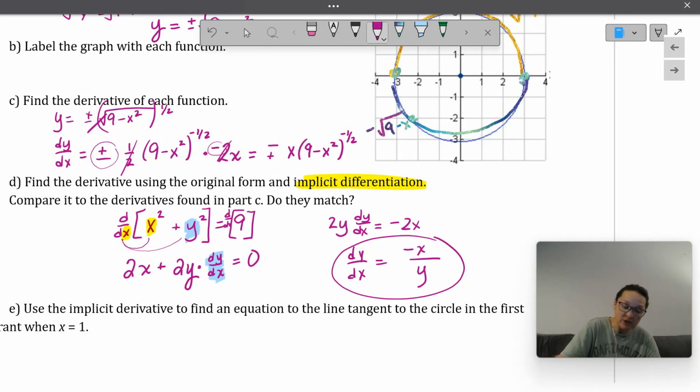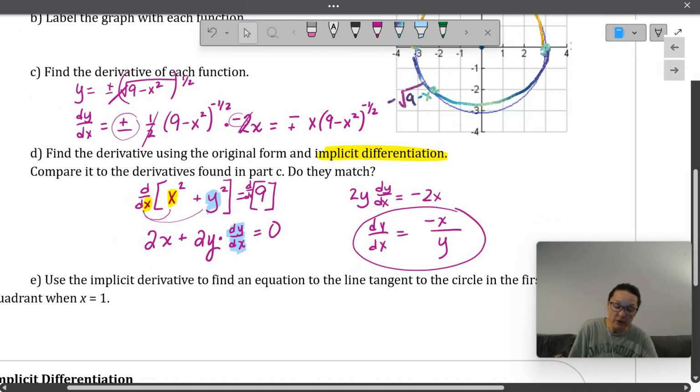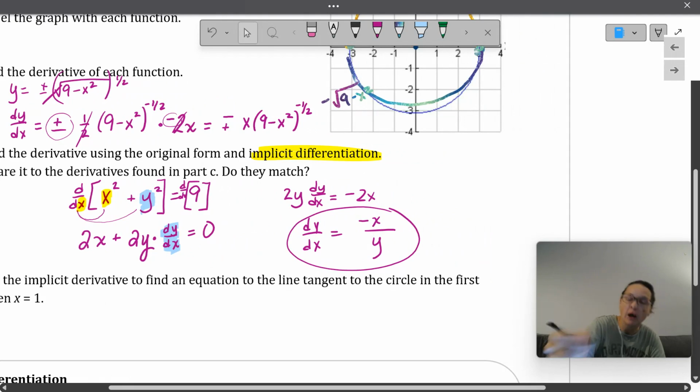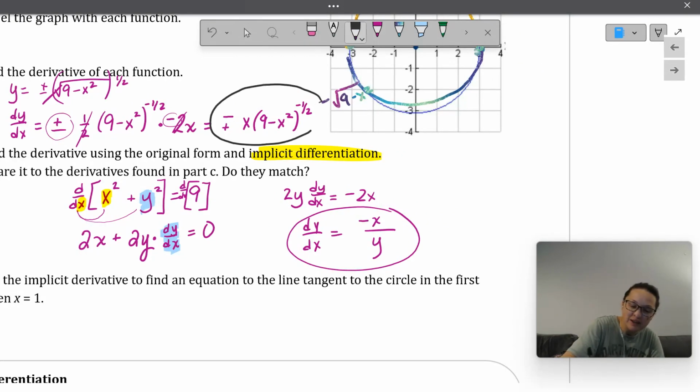And then it says use the implicit derivative to, oh, I forgot. It says compare the derivatives found in part C. Sorry about that. I forgot to do the comparison. See, I even made this and I forgot to do it. Let's compare. Is this the same as that? Well, they don't really look it.